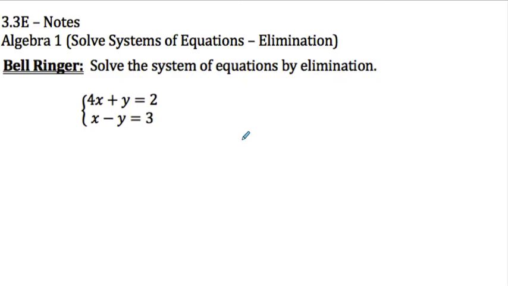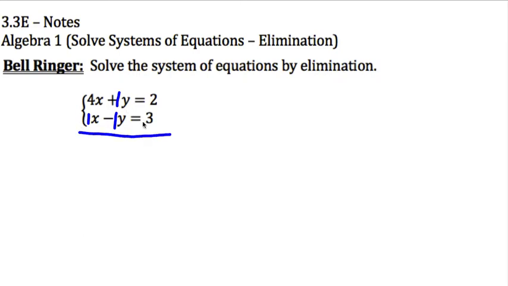Now remember, there are three things that we need to have. We need to have the same number in front of the same variable with different signs, one positive and one negative. So let's look at this here. I have a 4x and an x, not the same number. This is a 4 and this is a 1. Look at your y's. Same number. This is a 1, this is a 1, in front of the same variable, both in front of the y, and they have different signs. So that means I can add these columns together.